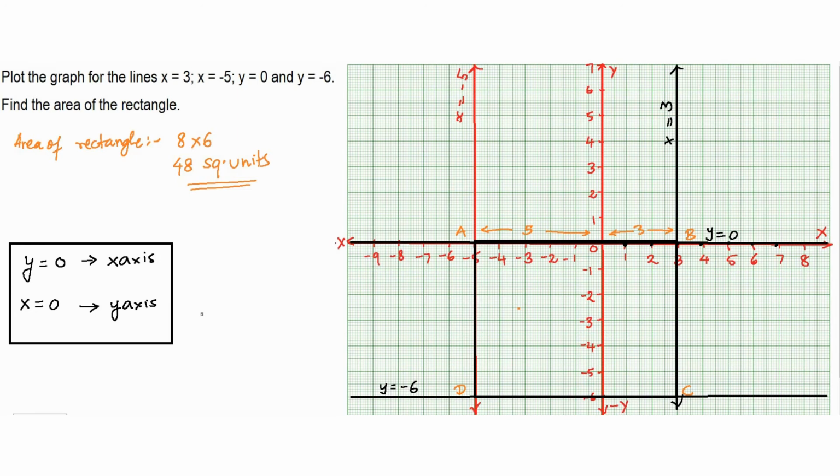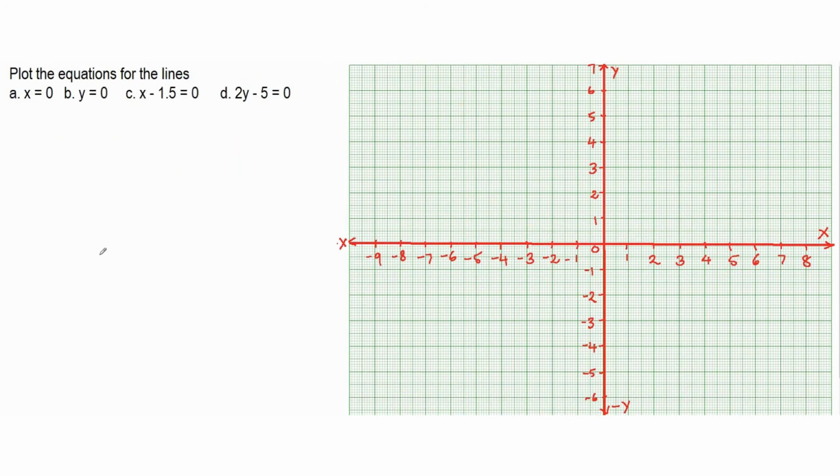Moving on to the next question. Plot the lines for the following equations. The first equation given is x equals 0. So we want to find all points whose x coordinate is 0.